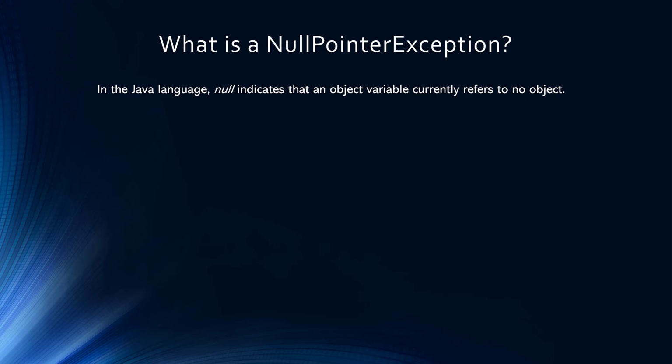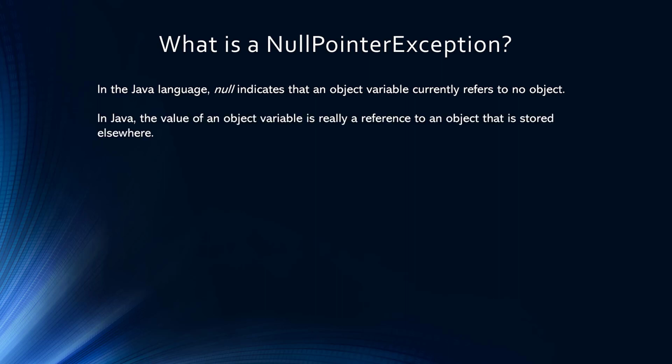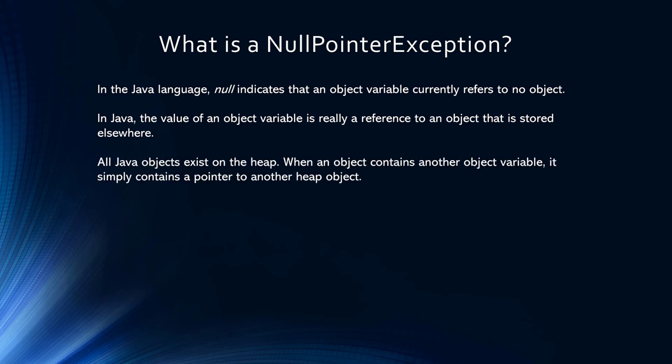In the Java programming language, the literal, reserved word, null, indicates that an object variable currently refers to no object. In Java, an object variable contains a reference to an object that's stored elsewhere. When elsewhere is nowhere, that's what null is. All Java objects exist on the heap. When an object contains another object variable, it contains a pointer to another object on the heap.